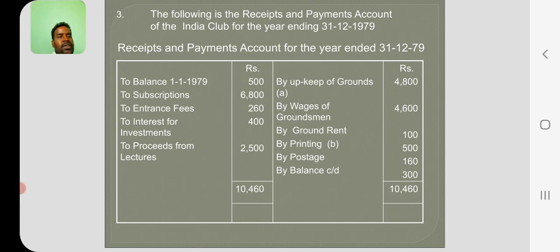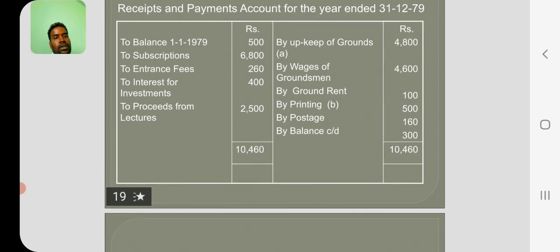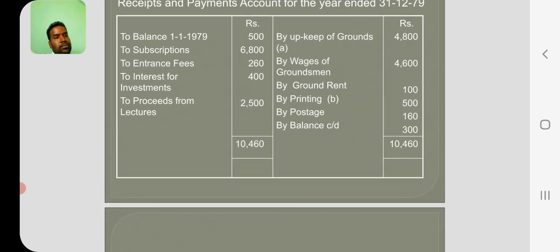The following is the receipts and payments account of the Indian Club for the year ending 31/12/1979. The balance on 1/1/1979 500, subscription 6,800, to entrance fees 260, to interest on investments 400, proceeds from lectures 2,500, upkeep of grounds 4,800, by wages of groundsmen 4,800, by ground rent, printing 8,500, postage 80, balance.